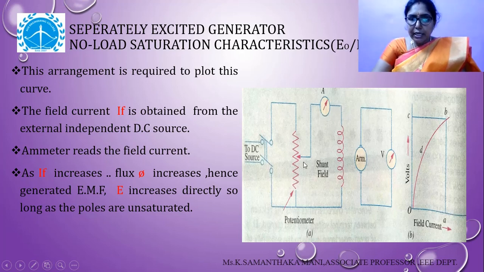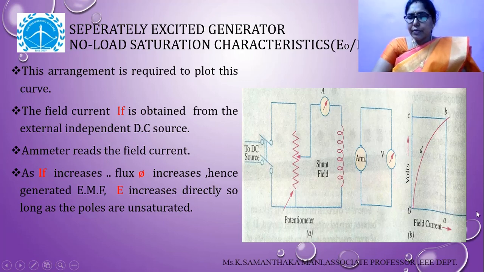Initially, the potential divider must be in the zero potential position. Coming to the armature, the voltmeter is connected across the armature to measure the generated armature voltage, because our intention is to draw a characteristic curve between E naught versus the field current. As I change the field current, we would like to know how the generated voltage in the armature changes. Next, there is a graph I have drawn.